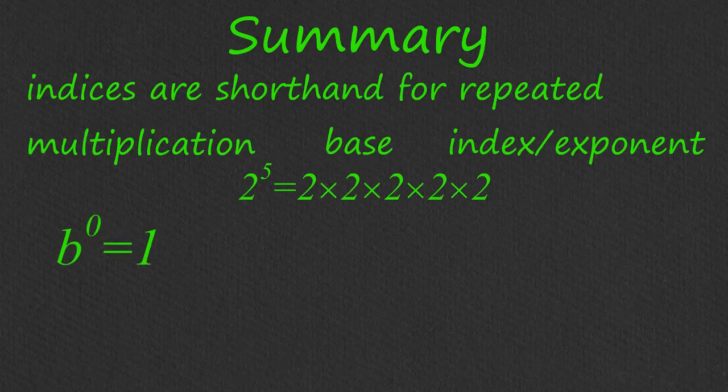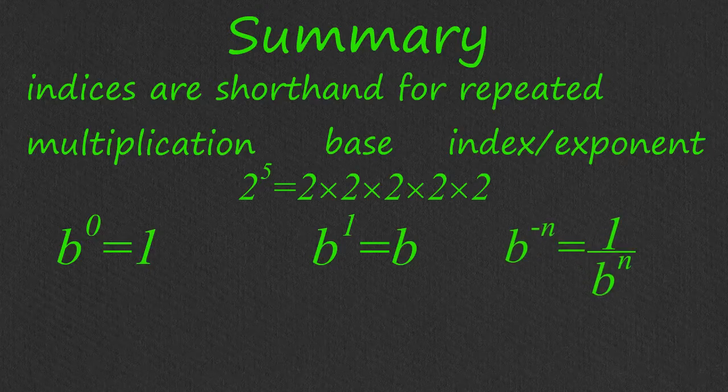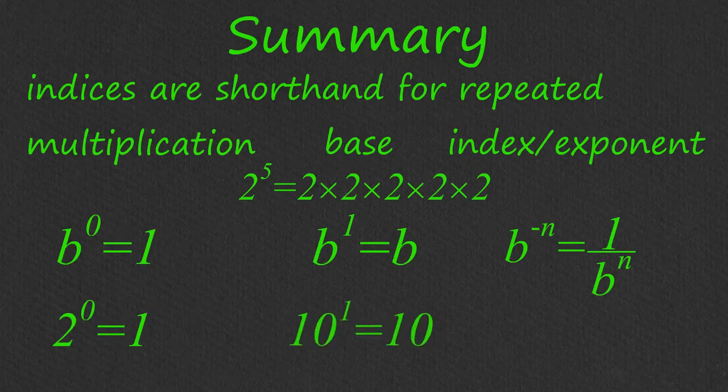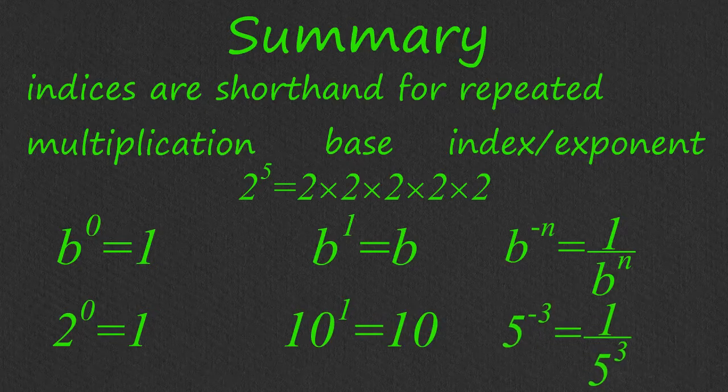Any base raised to the 0 index will be equal to 1. Any base raised to the first index will be equal to the base, and any base raised to a negative index will be the same as 1 over the positive equivalent of the index. For example, 2 to the 0 is equal to 1, 10 to the 1 is equal to 10, and 5 to the negative 3 is equal to 1 over 5 cubed.